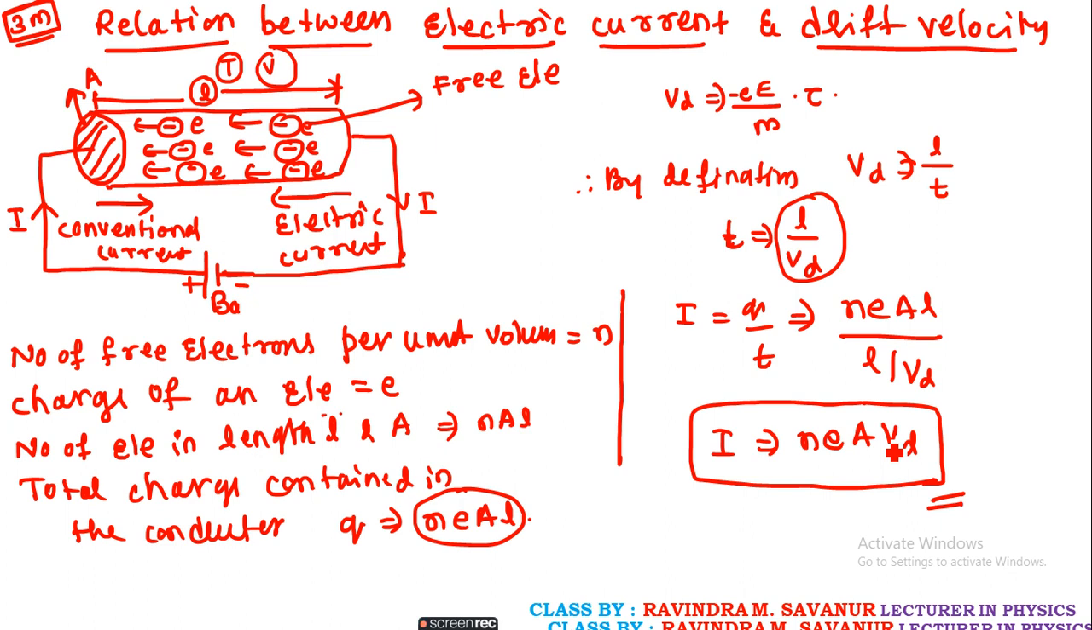Just go through the derivation. What you have done here is chosen a conductor that contains a number of free electrons, situated in a unit area of length and cross section, and each electron has charge e. Hence the total charge is Q equals nEAL, and the current equation is I equals nEA into Vd.